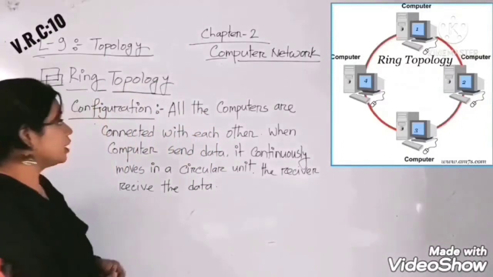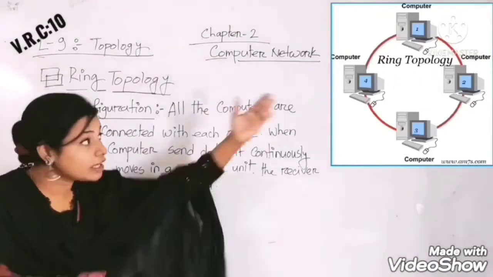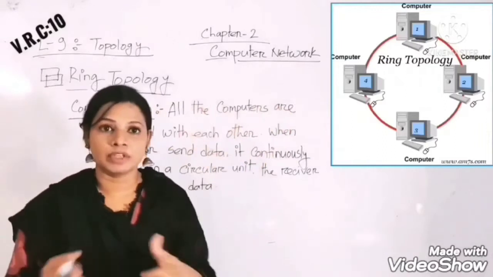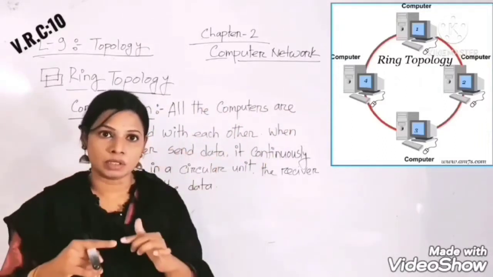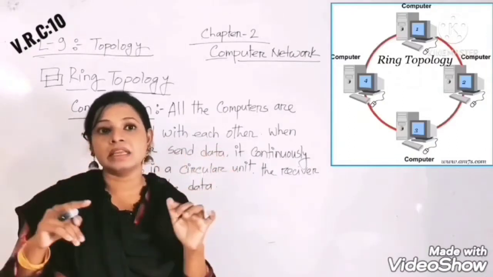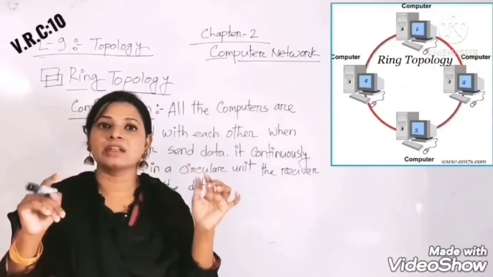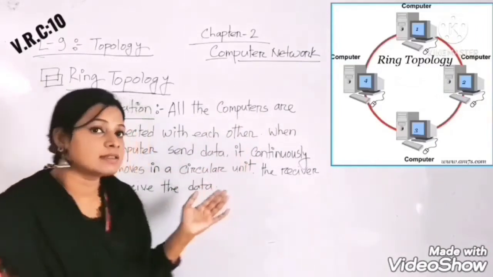You see the configuration, all the computers are connected with each other. Yes, already you saw that the shape of ring topology is circular, right? Circular in shape. All the computers are connected to each other. Here you saw that one computer is connected with 2 other computers. They are telling the same thing here.